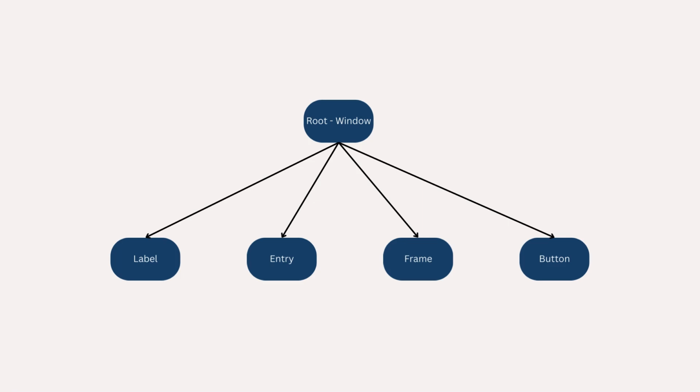If you see Tkinter, we create the main window. Within the main window we have different widgets. So let's see this image here. We have the root window. Within the root window we have label, entry, frame, button. Within the frame I can have label, again button here. So this is the way we create or arrange the different things in Tkinter.